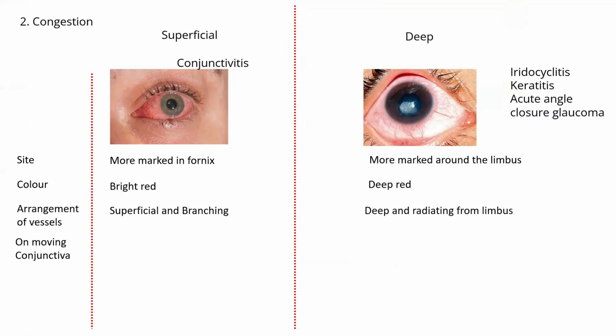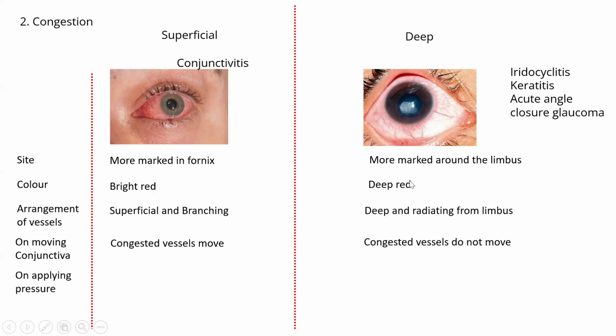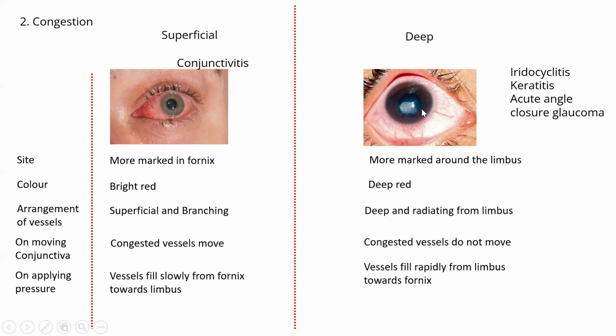On moving the conjunctiva, if I use a cotton bud and move the conjunctiva, these congested vessels move because they're in the conjunctiva. Whereas these deep blood vessels are in the episclera. They do not move when you move the conjunctiva. On applying pressure, if I put pressure on the conjunctiva and release it, how will the blood flow be? It will always be from the fornix towards the limbus, slowly. Here in deep congestion, the vessels fill rapidly from the limbus towards the fornix.